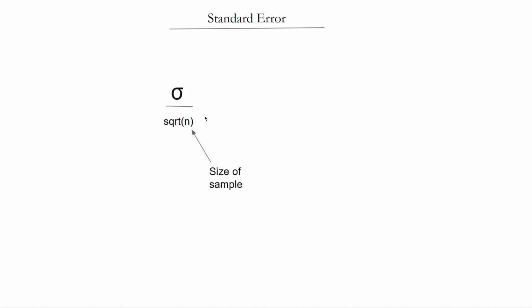So what is n here? n is the size of the sample, and this symbol right here is the population standard deviation. Now the first thing that comes to your mind is population standard deviation. Why would I ever know the population standard deviation? You're right. That's a very valid point that you have there.